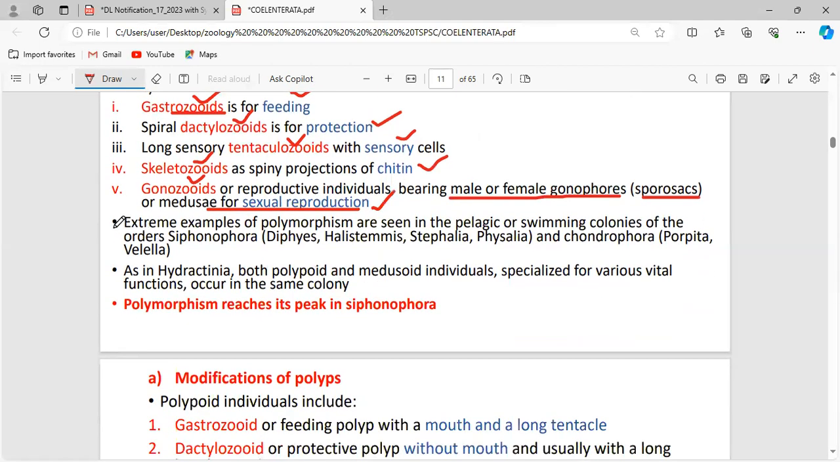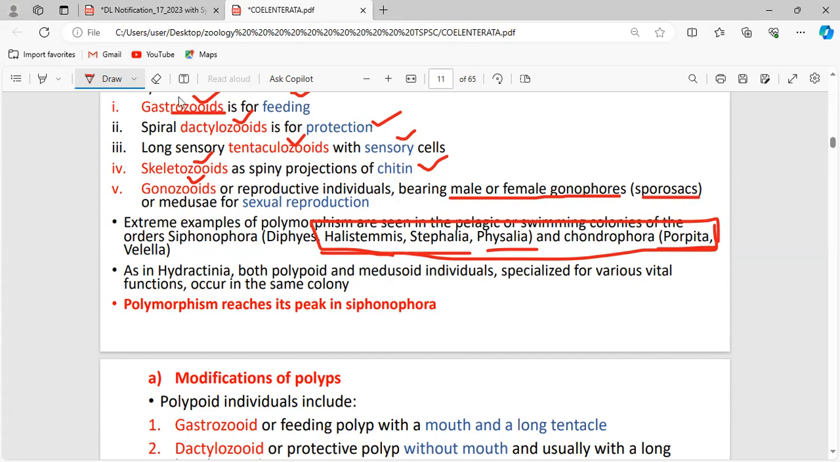See, what are the extreme examples of polymorphism seen in the pelagic or swimming colonies of the orders Siphonophora and Chondrophora? You have to see these examples. You do not need to memorize these examples, but just be aware of these names. In the question they may ask Stephalia, Halistemma, Physalia, Porpita: these are organisms placed under which phylum. The question can also be asked like that.